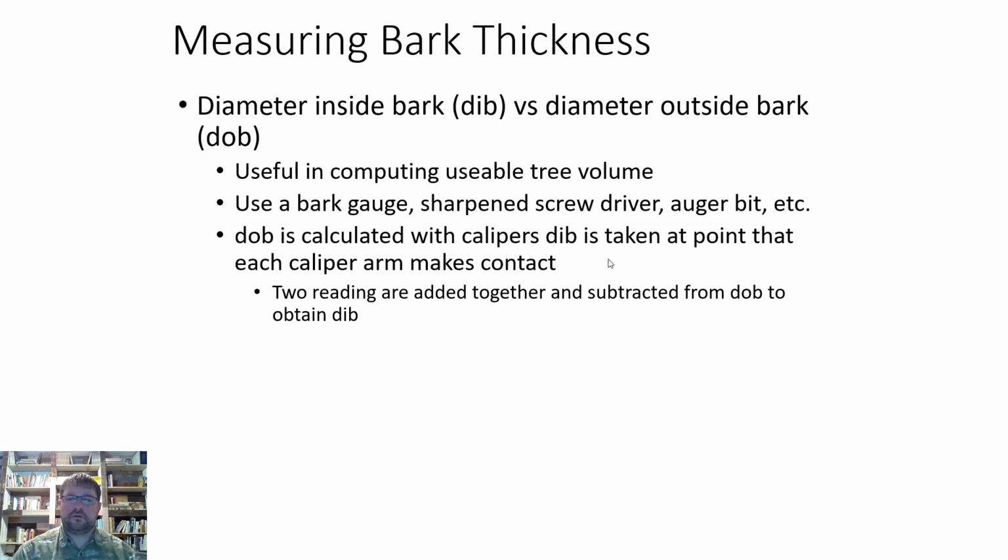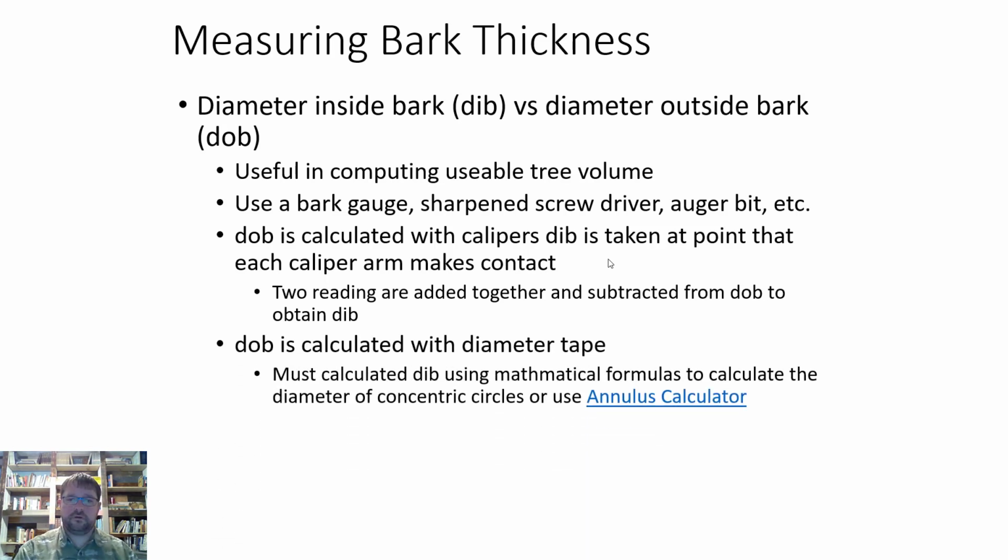Okay, DOB, like I said, this is calculated either using calipers, using a DBH tape, using a Biltmore stick. Pretty simple. Diameter outside the bark is pretty easy. Now, in some cases, if you're using calipers and you know the width of the bark, then you can just subtract that from the DOB and you can get your DIB.